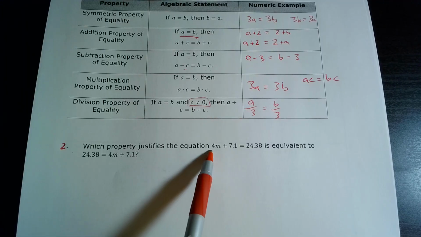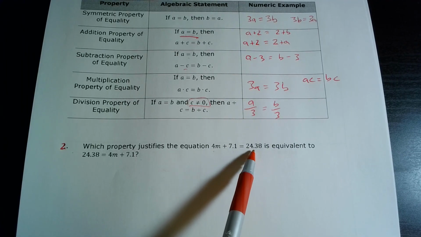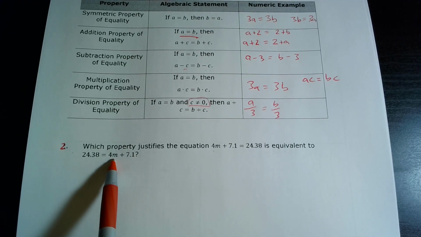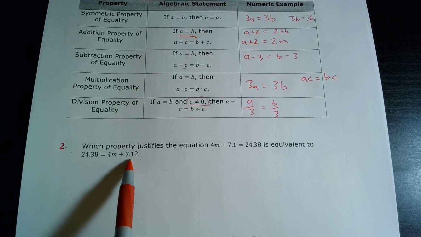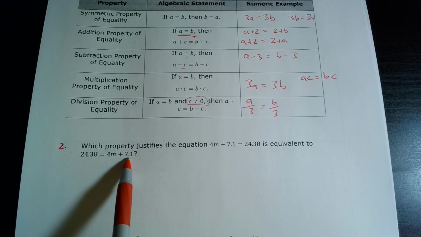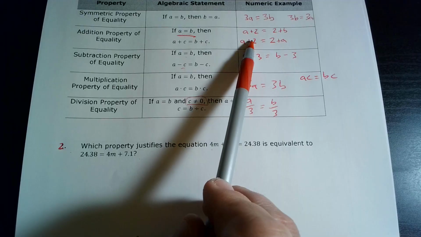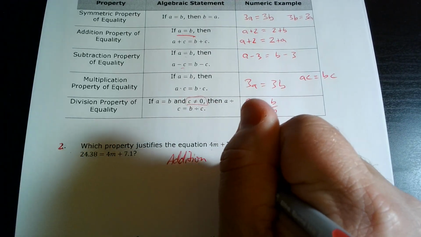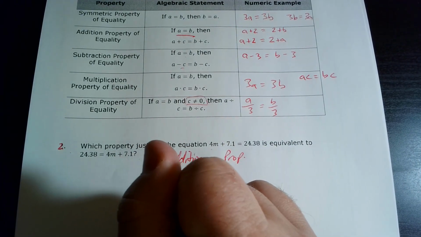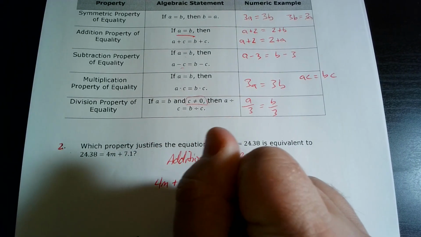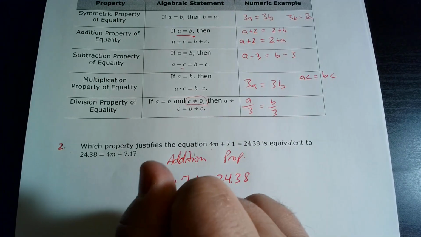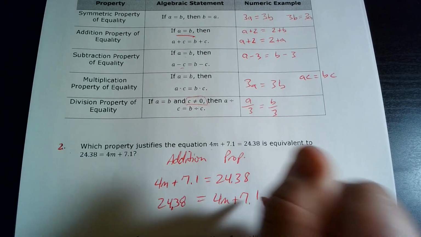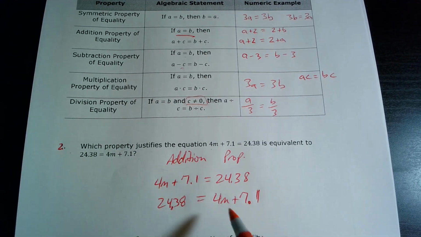All right, so what property justifies the equation 4m plus 7.1 is equal to 24.38 being equivalent to 24.38 equals 4m plus 7.1? That's going to be your symmetric property. So this is what it looks like: 4m plus 7.1 equals 24.38, and 24.38 is also equal to 4m plus 7.1. So backwards or forwards, it's the same thing.